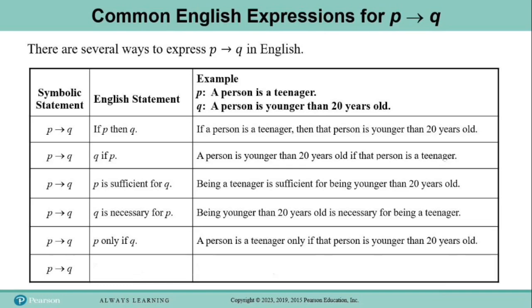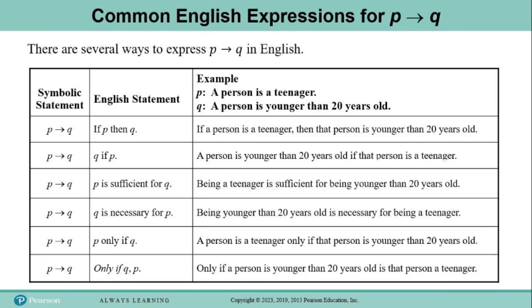And if you think about it, you can see how this sentence has the same meaning as this sentence. In fact, all of these sentences have the same meaning because they're all represented by the same symbolic statement, if P then Q. And there's one more that we won't see as often, but this one says only if Q, P. In our example, it would say only if a person is younger than 20 years old is that person a teenager.